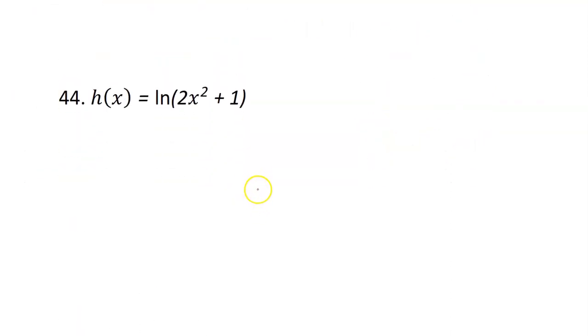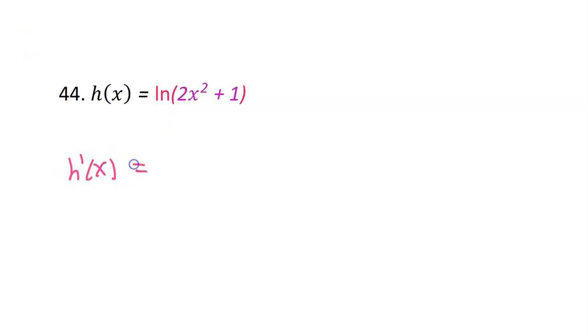Moving on. Okay, let me colorize this one more time. So we have h prime equals, the derivative of natural log is 1 over x. So I'm going to write 1 over 2x squared plus 1. That's the derivative of the outer function. Now I need to multiply by the derivative of the inner function, which will be 4x, just applying the power rule.